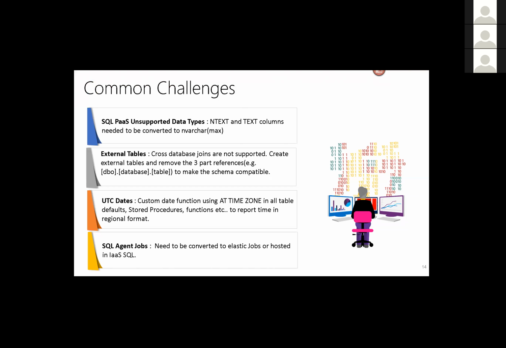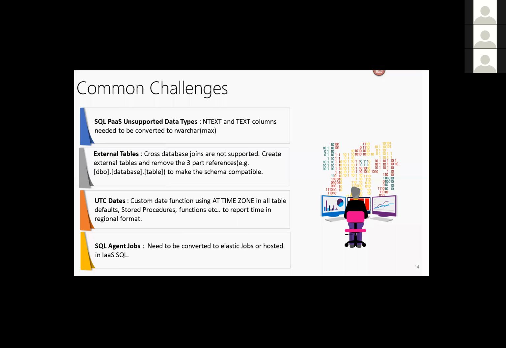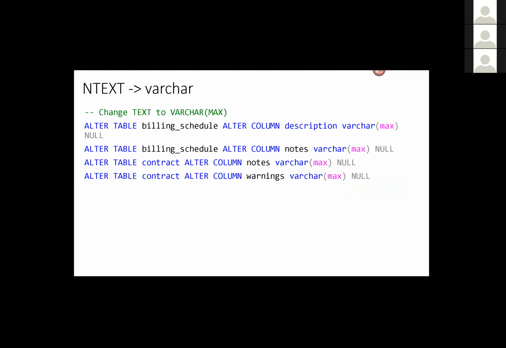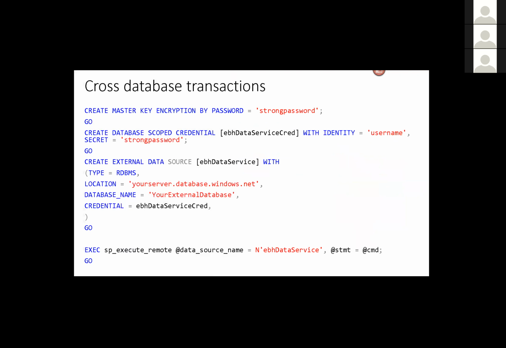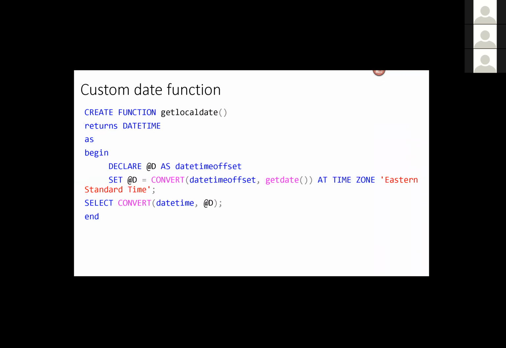SQL Agent jobs are not available, and for that you will substitute them with Elastic jobs in Azure SQL DB. This is the code, I mean, how you would go about fixing those issues. Cross database transactions can be converted into external tables, and to do that, here is a script showing how you can create an external data source and external data tables. For time zone, if you're using GETDATE in your application, you should create a custom date function using AT TIME ZONE.